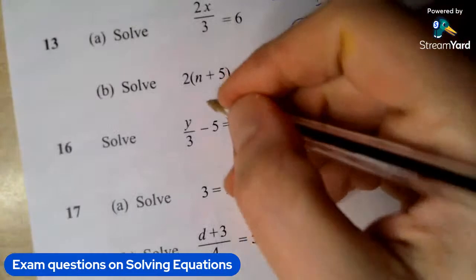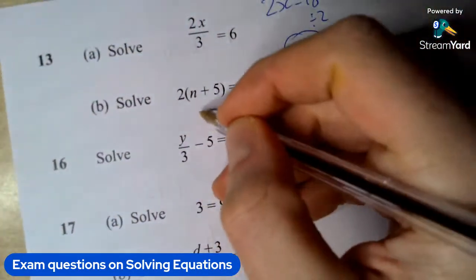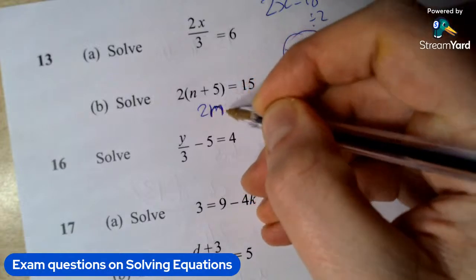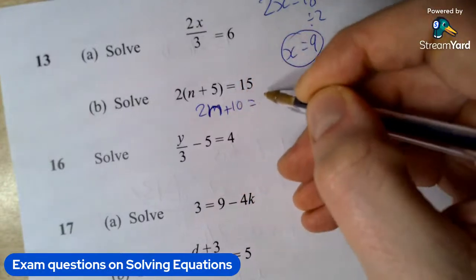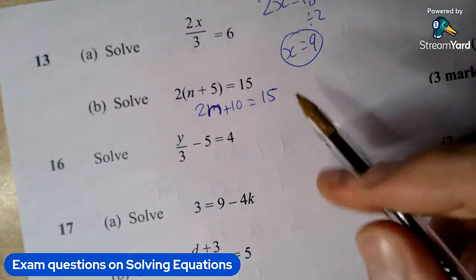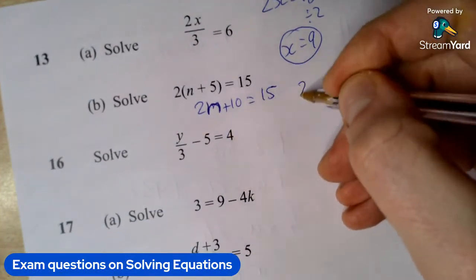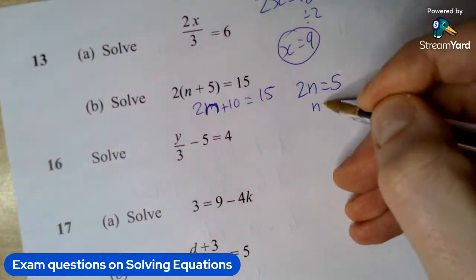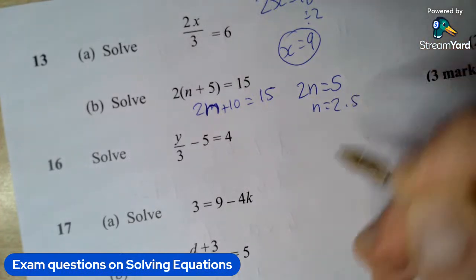Right, similar to the one before. I'm not going to do too much in this one. I'm going to go straight to expanded. Oh, I put m instead of n. 2n plus 10 equals 15. Then I'm going to take the 10 away from the 15. So 2n equals 5, and n would equal 2.5.